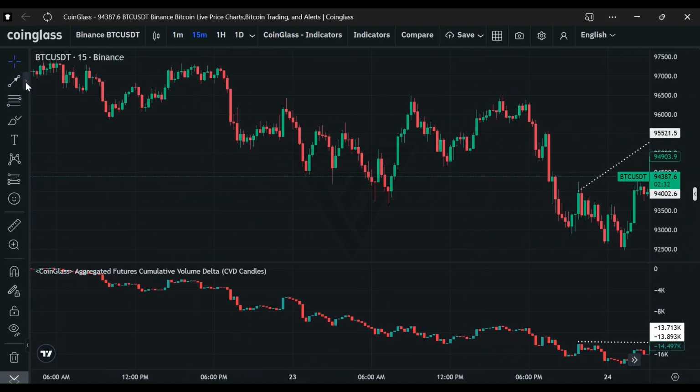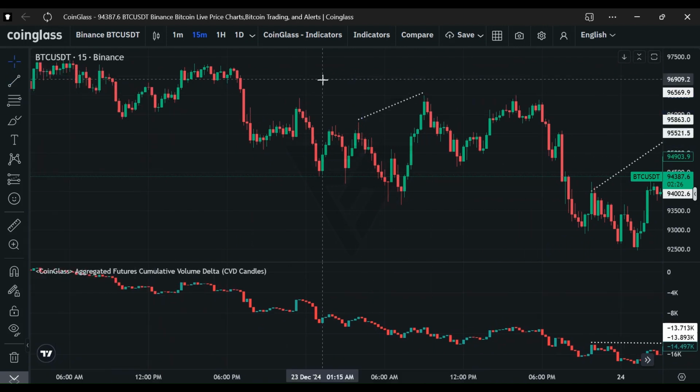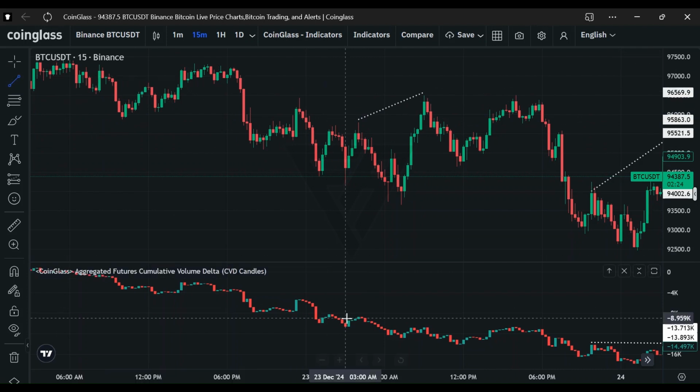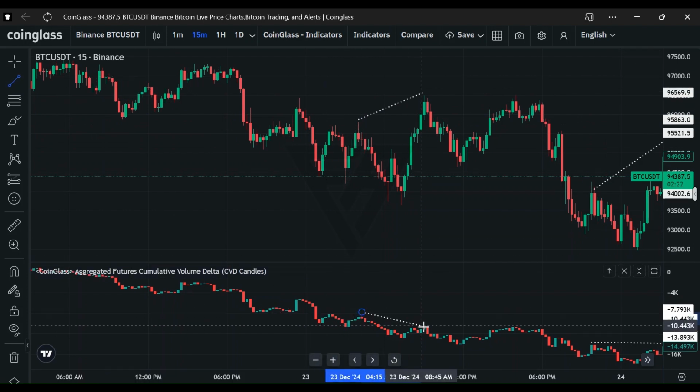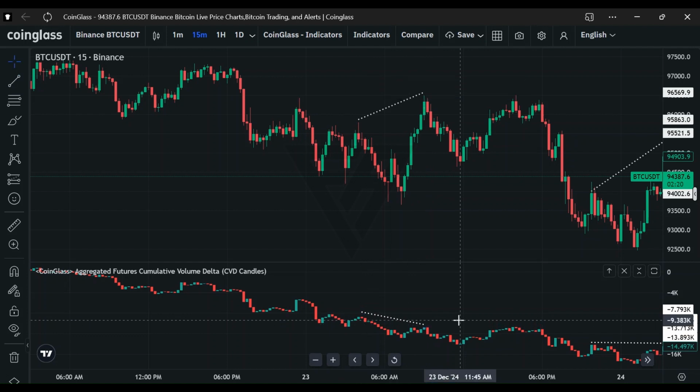Let me find you some other examples. So here is another divergence. You can see price making new highs while we look at the CVDs, it's making lower highs. It's bullish exhaustion. Let me see some absorption ones.